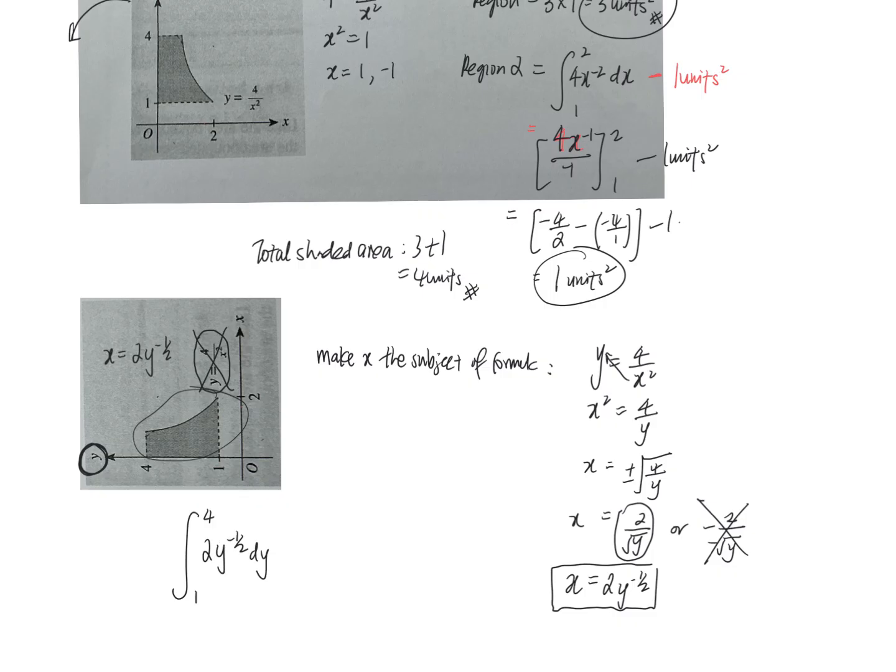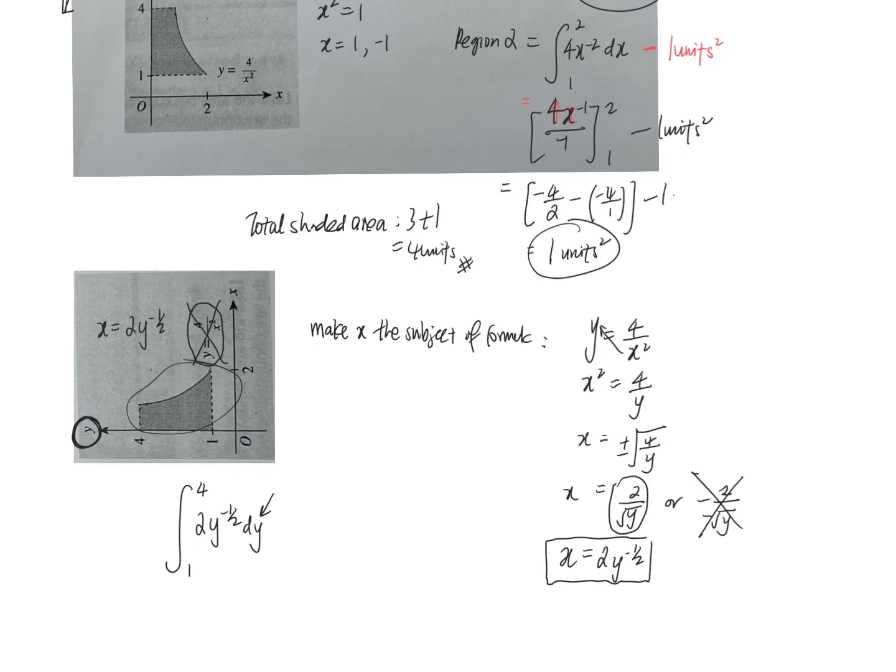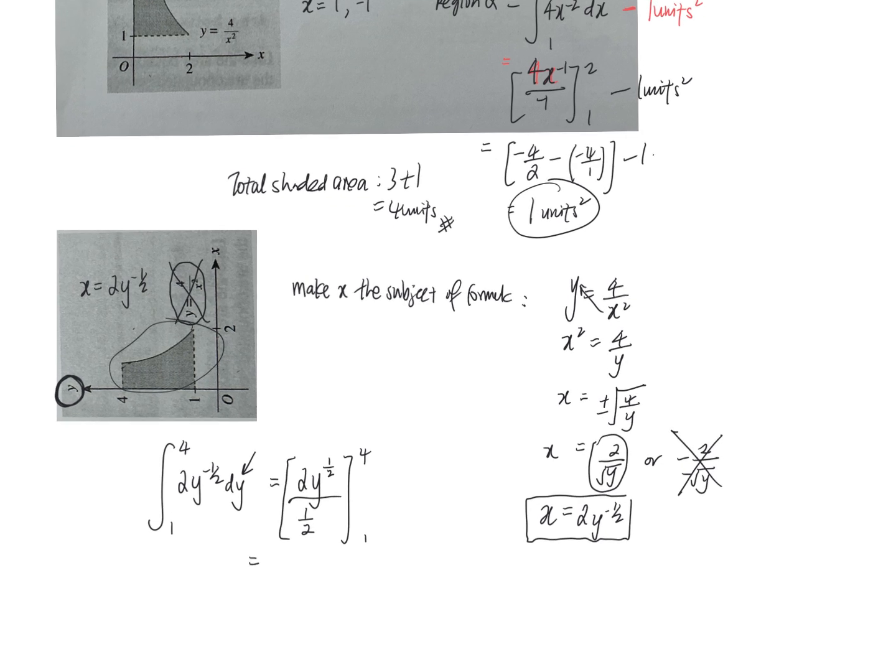But take note, it is with respect to y now. Just now it was all with respect to x, but now we are integrating with respect to y. So everything else is the same. Add 1 to the power, divide by the new power, you sub in. So you end up having 4y half.